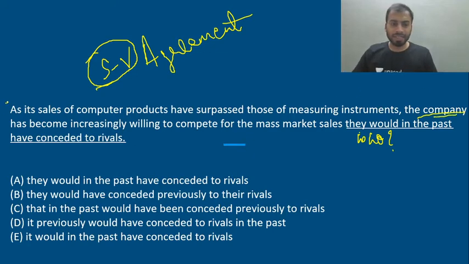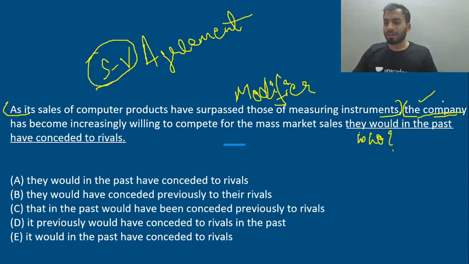This entire bit, as its sales to measuring instruments, what is this? This is your modifier. So you don't even have to pay attention to the modifier. You can just cut this out and focus on the sentence from here. Who would in the past have conceded to rivals? The company. What is the company? The company is singular. What is this? They is plural. So we already eliminate options A and B, right? Because they are plural. Now let's look at option C.